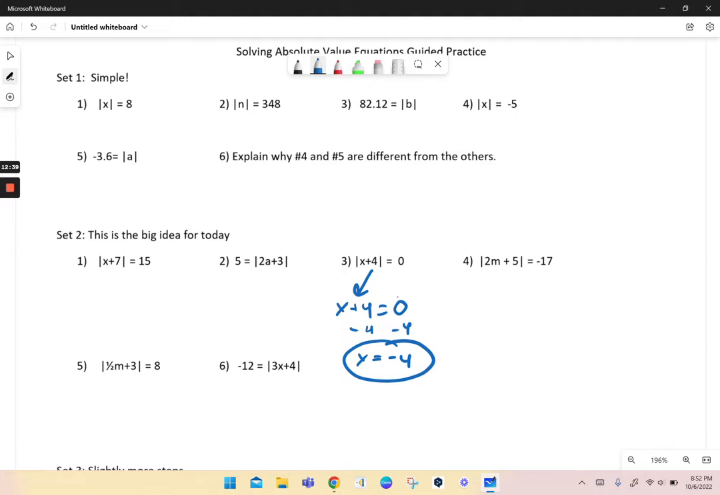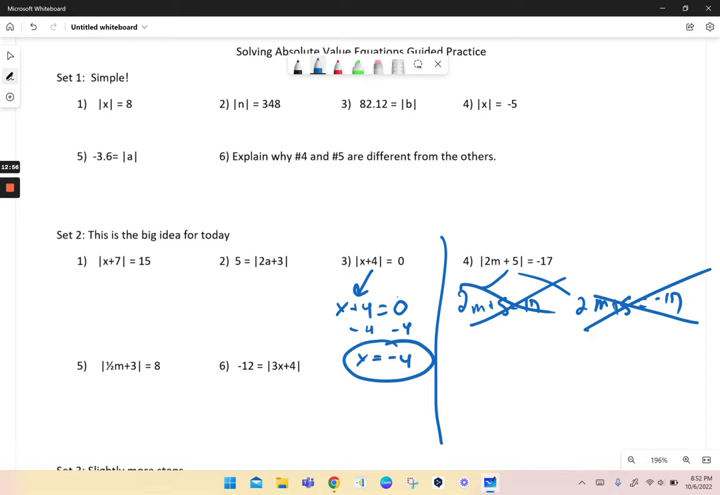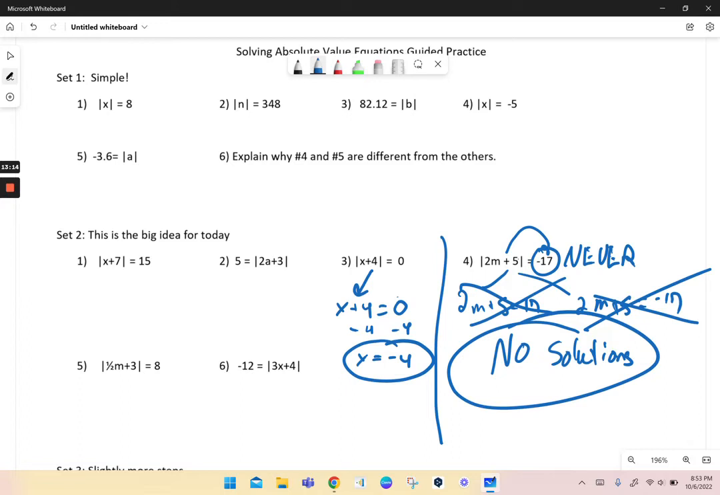Okay. Over here, we should not be saying 2m plus 5 equals 17 and 2m plus 5 equals negative 17. That is not correct. What we want to notice is that the absolute value will always turn whatever's inside of it positive. So this thing is going to get turned positive, and it will never equal negative 17. And so there are no solutions. When the absolute value is equal to a negative, there's not a lot of math to be done. There's just no solutions.